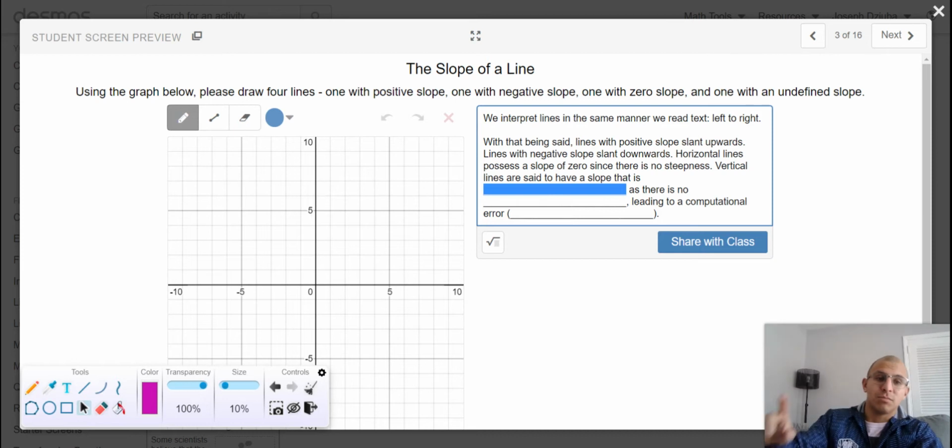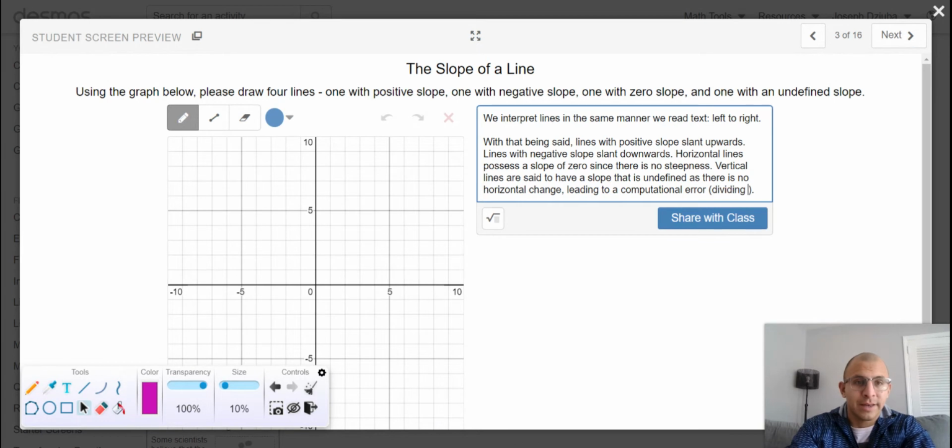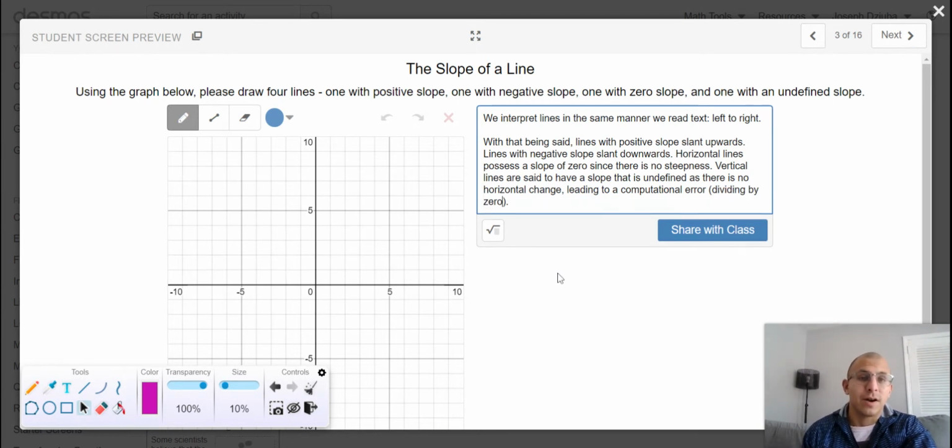Whereas vertical lines, much like the walls behind me, go straight up and down. The only human being, I don't even know if you can classify him as a human being anymore, but the only person that I know who is able to scale walls is Spider-Man. So we see that lines that are vertical have a slope that is undefined because it is not a natural phenomena to be able to scale a vertical wall, as there is no horizontal change leading to a computational error. That computational error is dividing by 0.